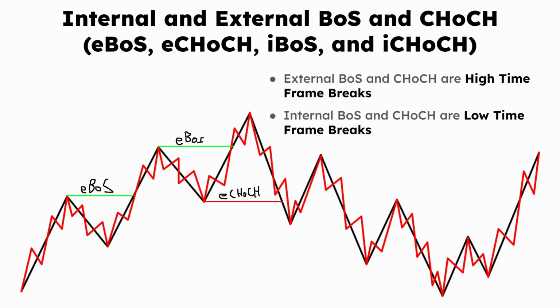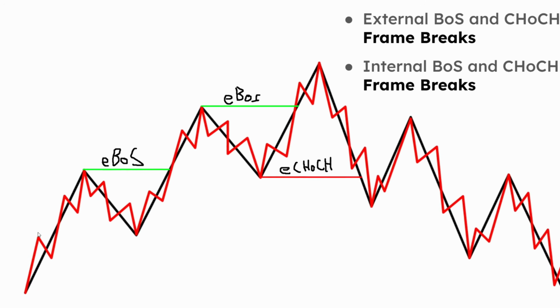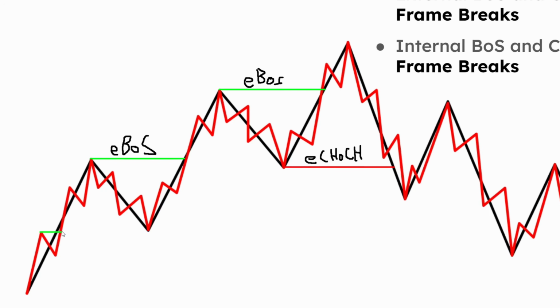But now, since we're looking at two time frames, we will also have internal breaks. So for example, right here, what is this? Well, since the 1 hour chart is currently in an uptrend, and when we break to a new high, this right here is a break of structure, right? And because this is on the low time frame, we call this an internal break of structure. Right here, the price once again breaks to a new high, so we have another internal break of structure.